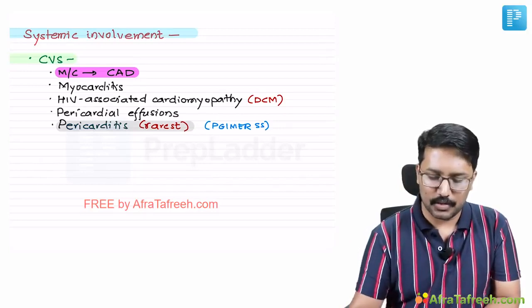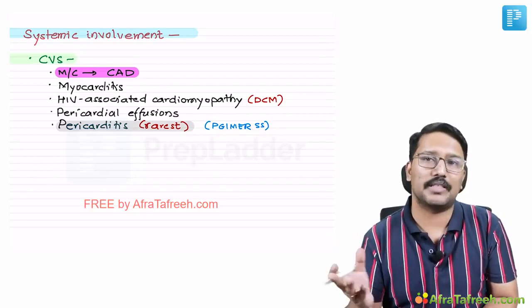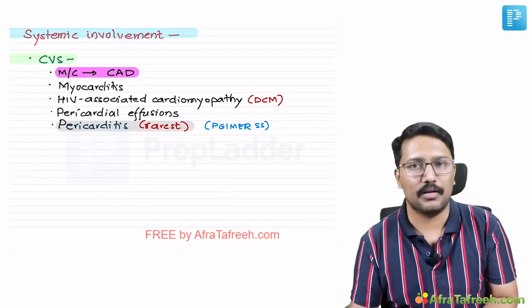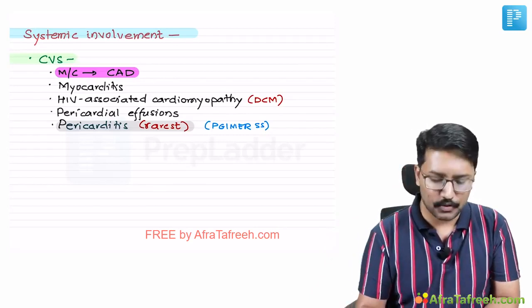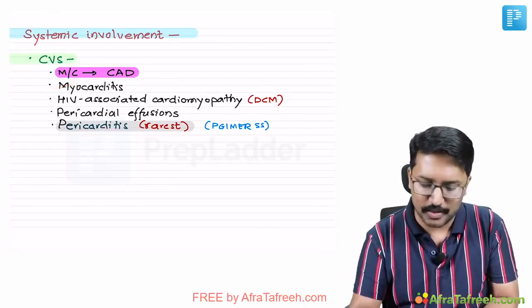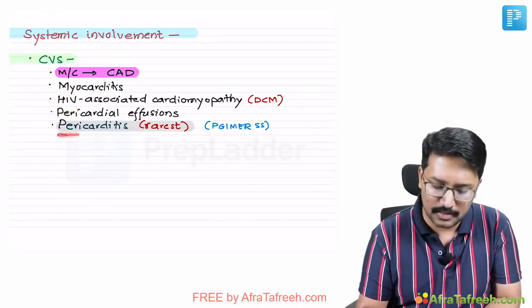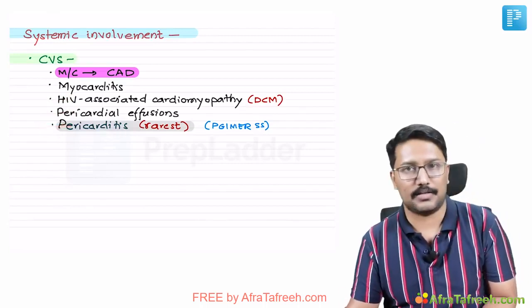So there was an MCQ in one of the PGIMER exams which was asking which of the following cardiovascular manifestations of HIV is the least common to occur. So pericarditis is the rarest among whatever we have spoken. Myocarditis is much more common, dilated cardiomyopathy is much more common, pericardial effusion is definitely much more common. The classical pericarditis is the rarest one.